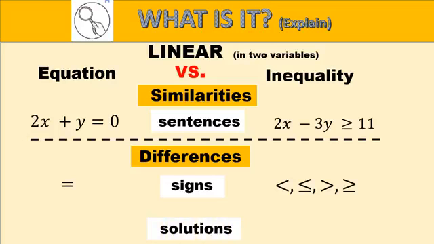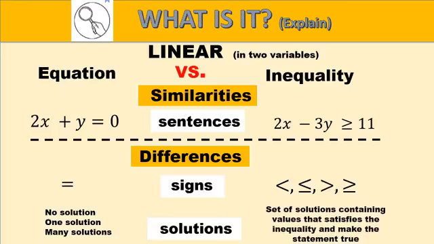Now, do you have any other observations on their differences? Absolutely, it is their solutions. They have different solutions. For linear equation, the solution could be one solution, many solutions, or no solution at all. But for the linear inequality, it has infinitely many solutions. It is because the solution of linear inequality is a set of solutions containing the values that satisfy the inequality and make the statement true.